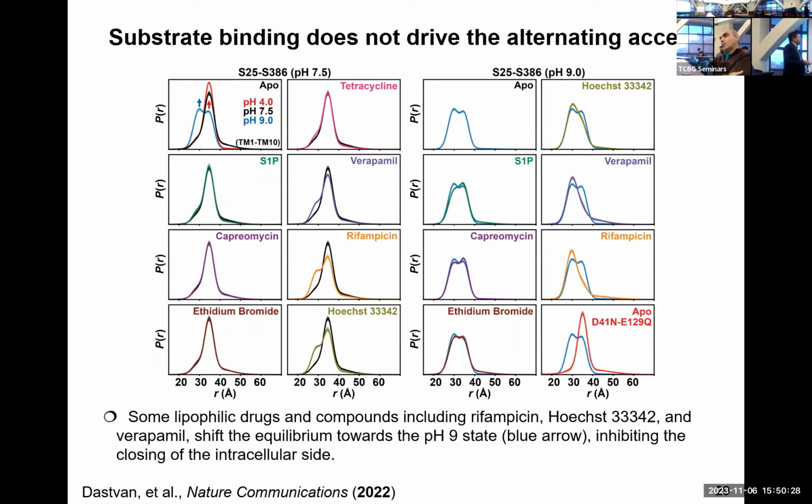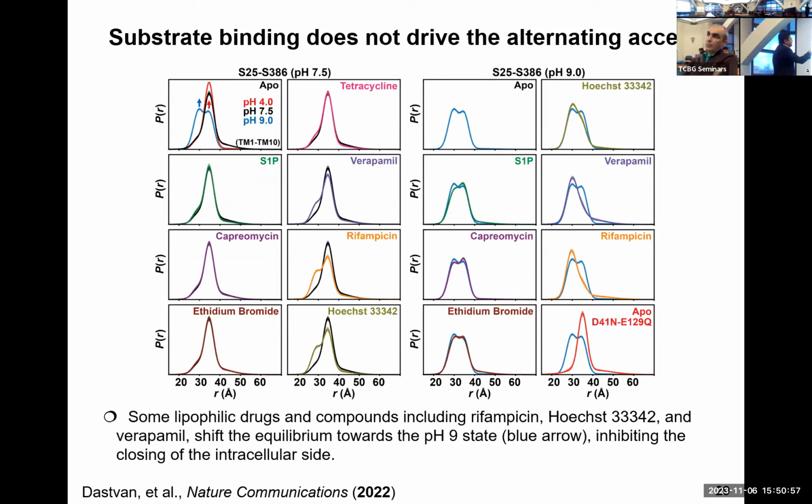Then we took the intracellular pair between TM1 and 10, which is in the substrate binding cavity, so it should be sensitive to substrate binding. For all those compounds that are putative substrates, we cannot detect conformational changes. For rifampicin, basically, it can stabilize the inward facing conformation of the protein.